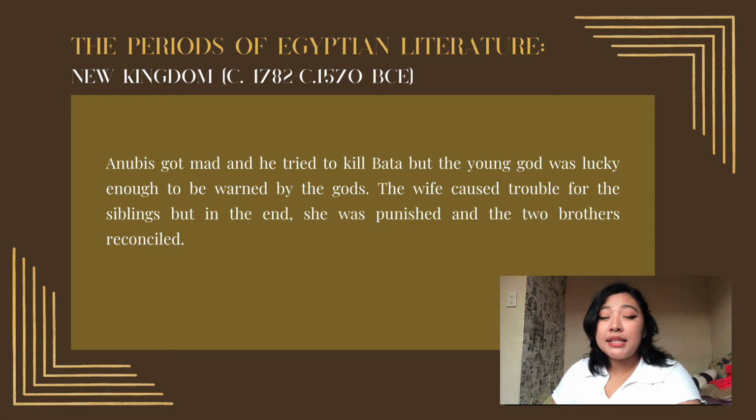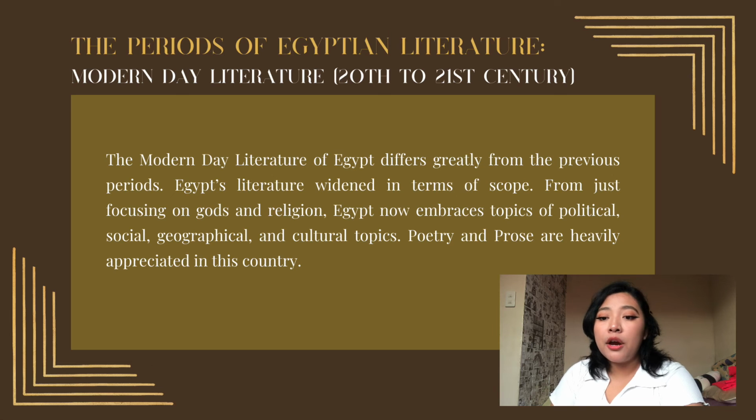Anubis got mad and he tried to kill Bata, but the young god was lucky enough to be warned by the gods. The wife caused more trouble for the siblings, but in the end, she was still punished and the two brothers were brought back together. They reconciled. Moving forward, we have the modern day literature, which occurred in the 20th to the 21st century.